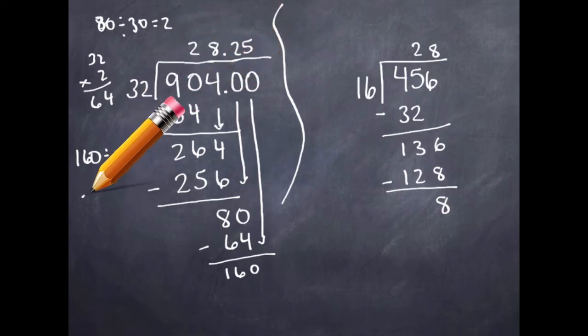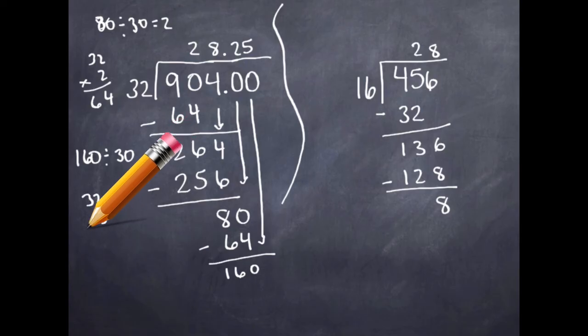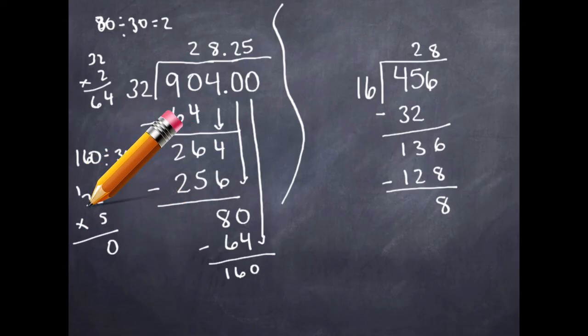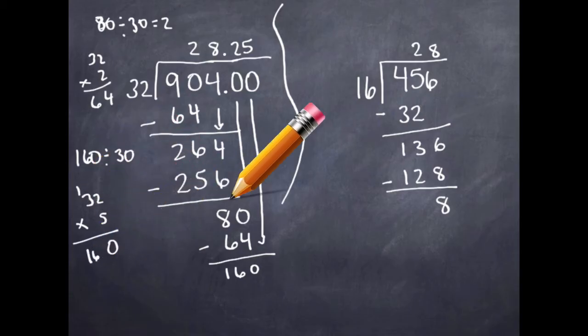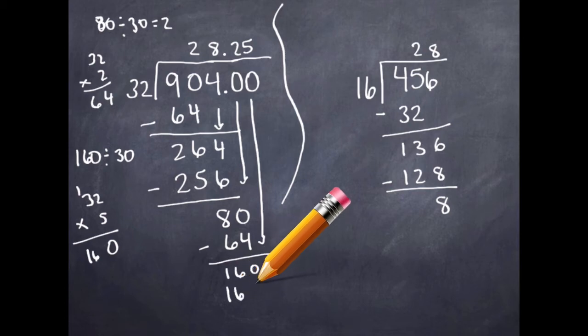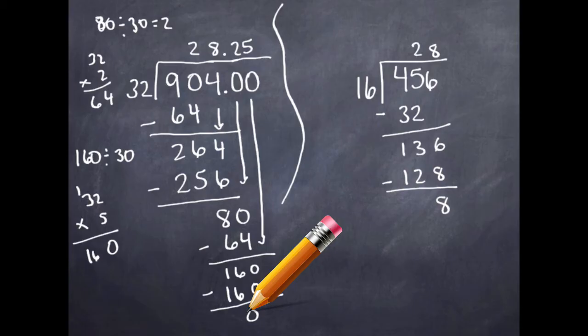So I'm going to do 32 times 5. 5 times 2 is 10. 5 times 3 is 15, 16. Oh, look at that. It's going to go in there exactly 5 times, which would give us 160 hundredths. Subtract, and now I have no remainder. So we took that remainder of 8, and we basically turned it into 25 hundredths. So now our more exact answer is 28 and 25 hundredths.